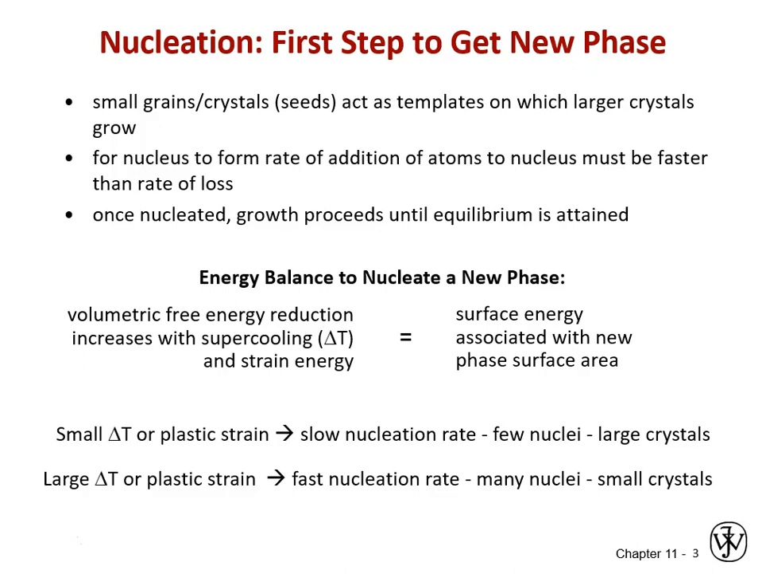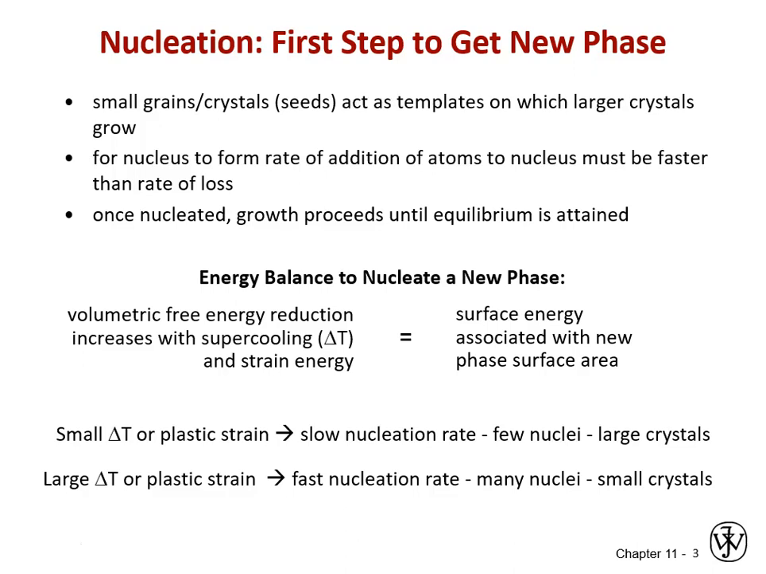So obviously, if these are completely energetically balanced, nothing's going to grow and nothing's going to shrink either. If the energy to form the new phase on a volumetric basis is greater, the phase grows. If the surface energy is greater, it might shrink. So if we have, say, a small undercooling, a small delta T, or only a little bit of plastic strain, we don't have a lot of drive to form a new phase. So we'll probably have a really slow nucleation rate.